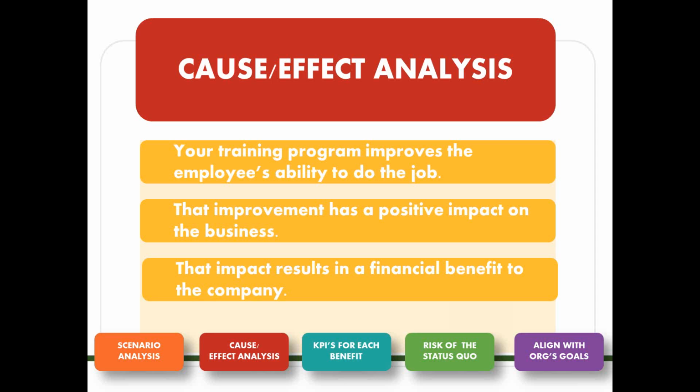These are the three high-level things we want to make sure we're focused on. We want to make sure we focus on how we improve the employee's ability to perform. We want to make sure that that improvement has a positive impact on the business and that that impact results in a financial benefit to the company. So it's a very straight line analysis when we think about the cause and effect of this.